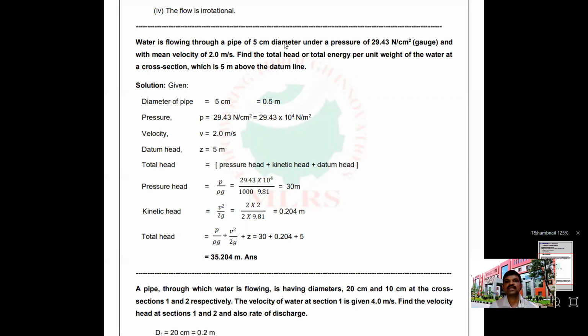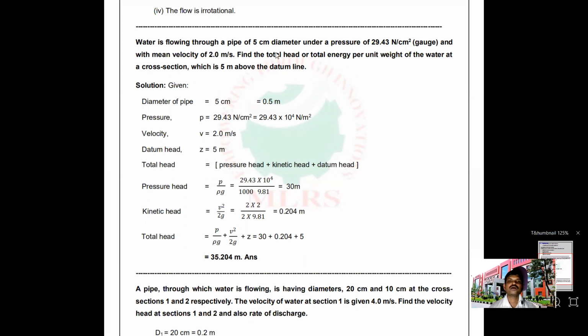Okay, the diameter is 5 centimeter or 50 mm, under a pressure of 29.43 Newton per centimeter square. So that pressure is called gauge pressure, with the mean velocity of 2 meter per second. So in that pipe, the fluid velocity is 2 meter per second.